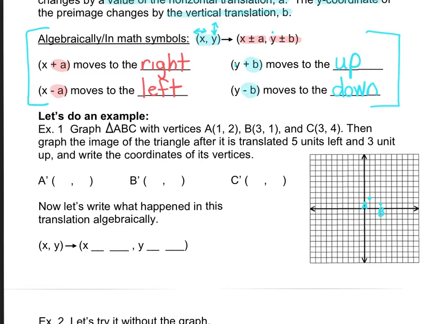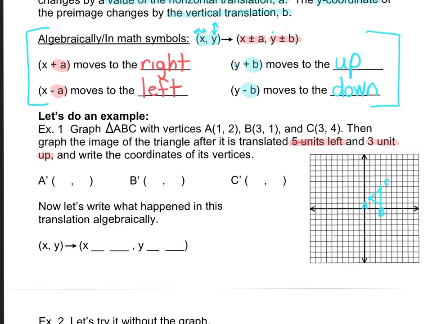And C is over 3, up 4. So you can see we made this tiny little triangle. So remember, we are not going to change size. We are only going to slide this image. So it does tell us what happens when the image of the triangle is translated 5 units left and 3 units up.